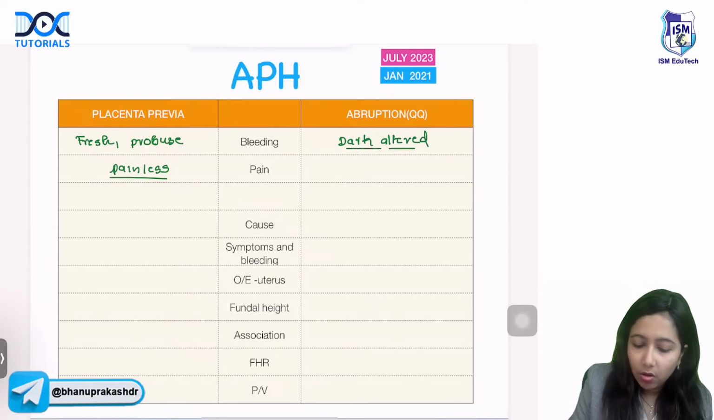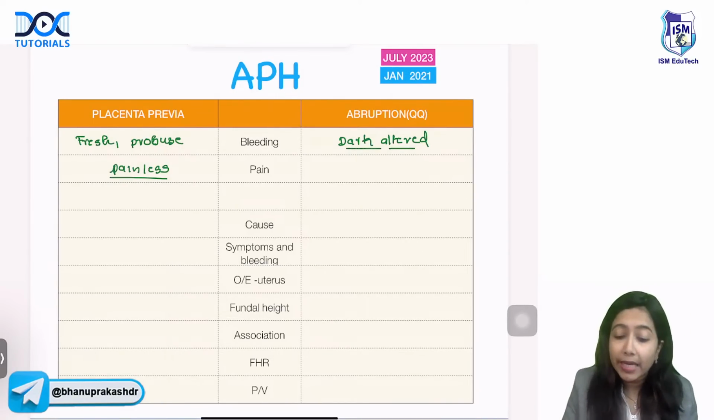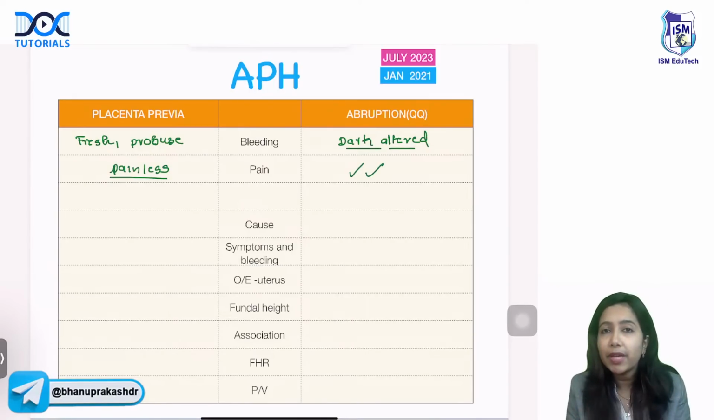It is dark altered blood, and there can be pain which is associated. So antepartum hemorrhage with complaints of pain, think about abruption. There have been multiple questions from abruption, so please everyone lend me your ears.